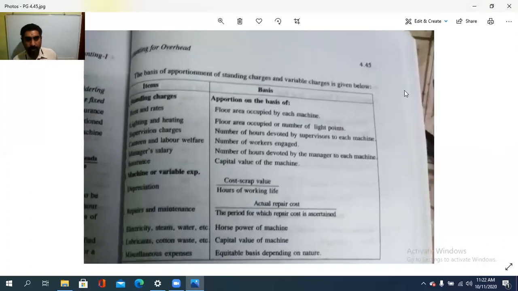The basis of apportionment of the standing charges and variable charges is given below. Standing charges are apportioned on the following bases. Rent and rates, floor area occupied by each machine. Lighting and heating, floor area occupied or number of light points. Supervision charges, number of hours devoted by the supervisors to each machine. Canteen and labor welfare, number of workers engaged. Manager's salary, number of hours devoted by the manager to each machine. Insurance, capital value of the machine.